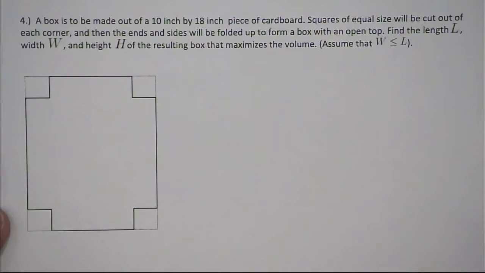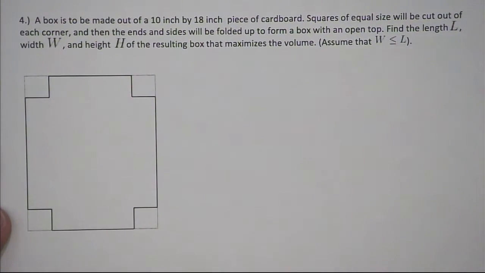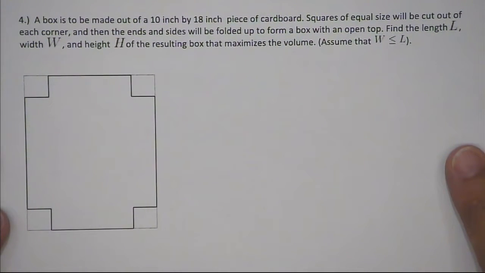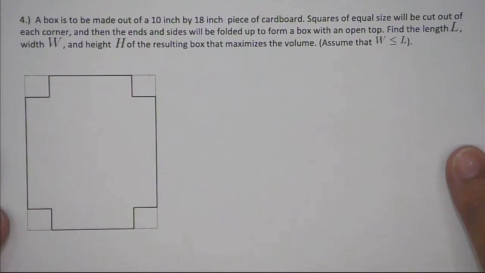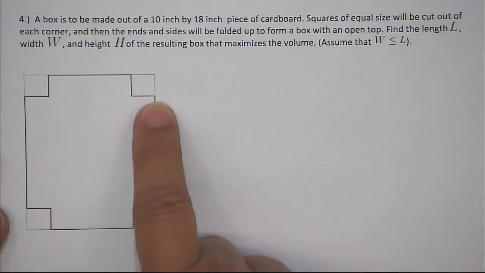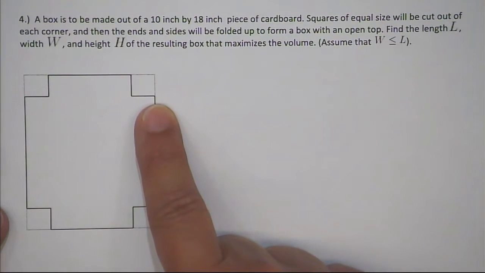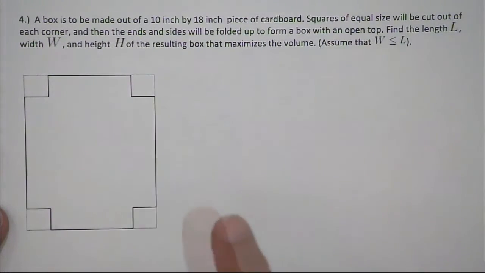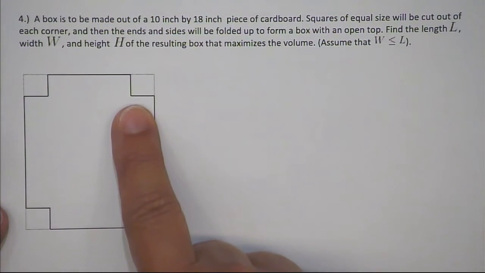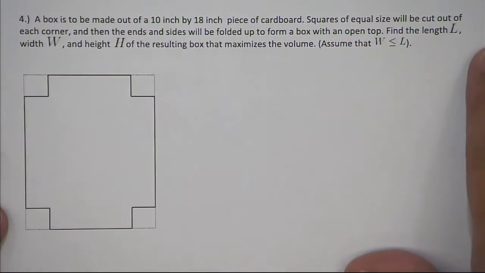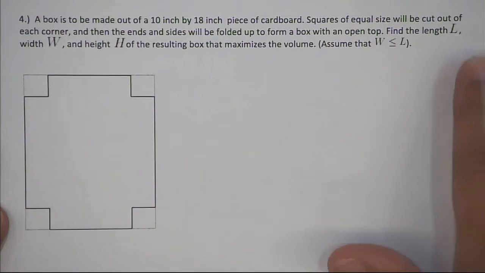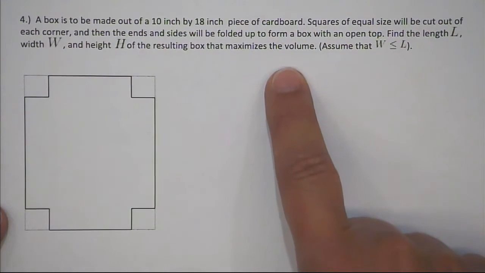All right, so number 4 says you have a box that you're going to make out of a 10-inch by 18-inch piece of cardboard. You're going to cut squares out of each corner so that you can fold the cardboard and make a box. The question says find the length, the width, and the height of the resulting box that will maximize the volume.